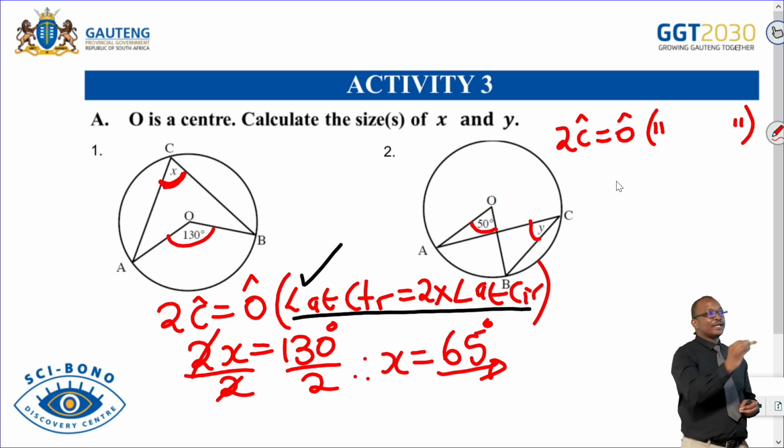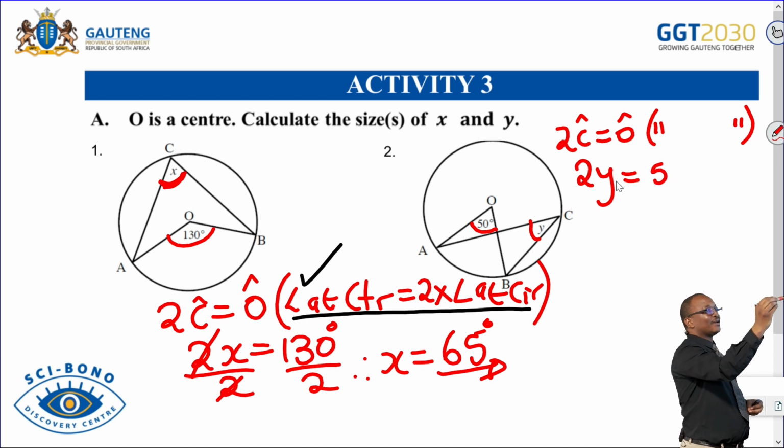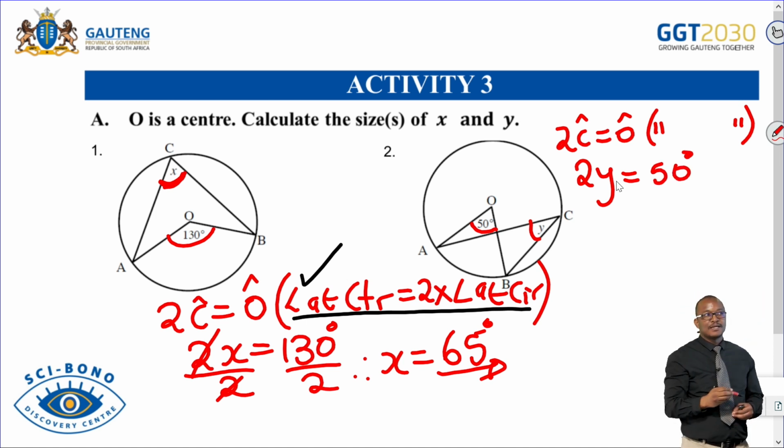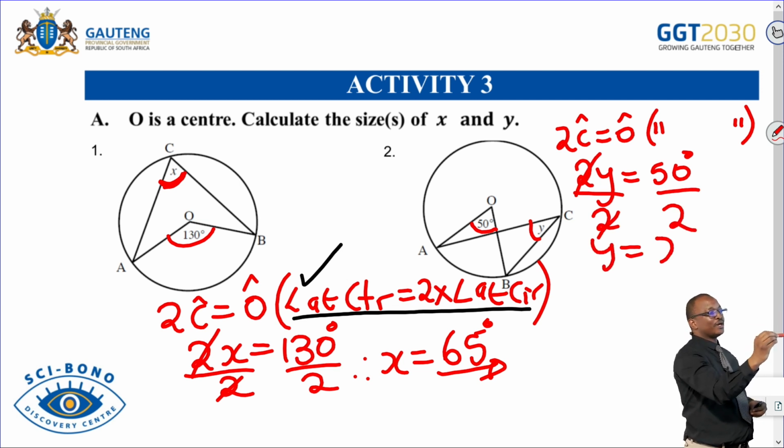So how do we get your angle now? Remember, it's 2 of what? We are looking for y now, but the angle at center is 50 degrees. For you to get y, you will divide both sides by what? By 2. 2 will cancel 2, then your y is going to be what?